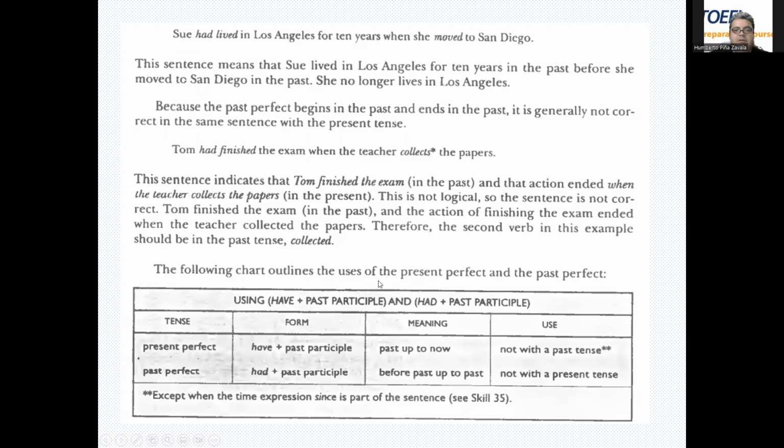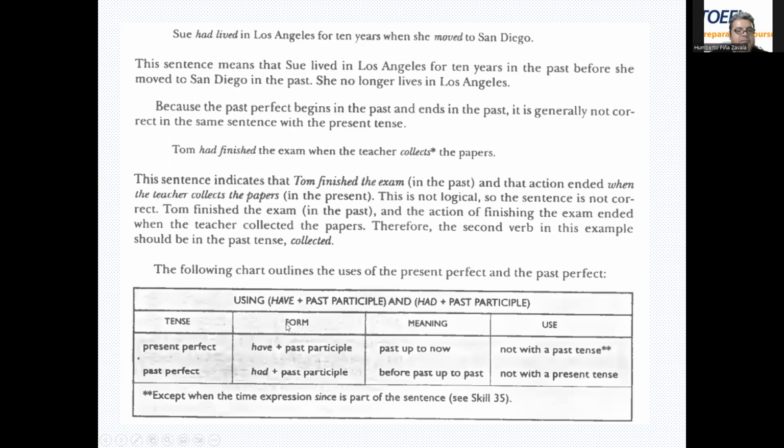Okay, here we have a chart which outlines the uses of the present perfect and the past perfect, using have plus past participle or had plus past participle. The present perfect we form with have and the past participle. Second and third person is has. It means that something started in the past and continues to the present, past up to now, and we never use it in the past tense. If we say something like at the time, yesterday, two days ago, or whatever, then it's not.